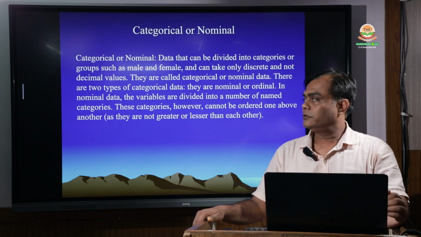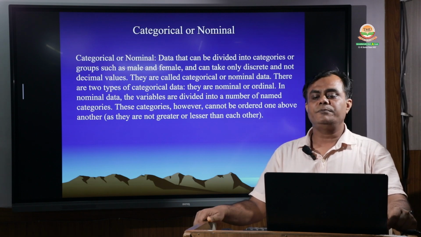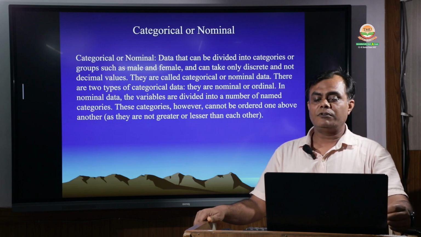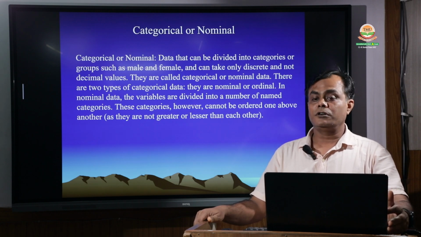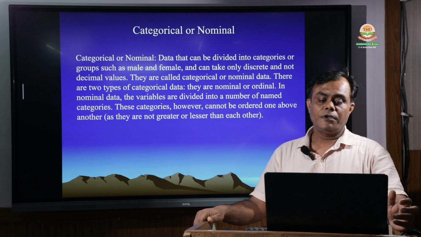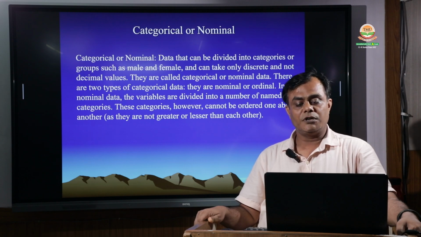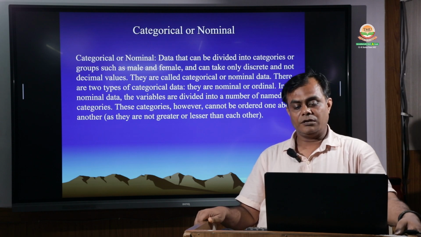Categorical or nominal data. Categorical or nominal data can be divided into categories or groups, such as male or female, and can take only discrete, non-decimal values. They are called categorical or nominal data. There are two types of categorical data: nominal and ordinal. In nominal data, the variables are divided into a number of named categories. These categories, however, cannot be ordered one above another, and they are not greater or lesser than each other. So, categorical and nominal data.